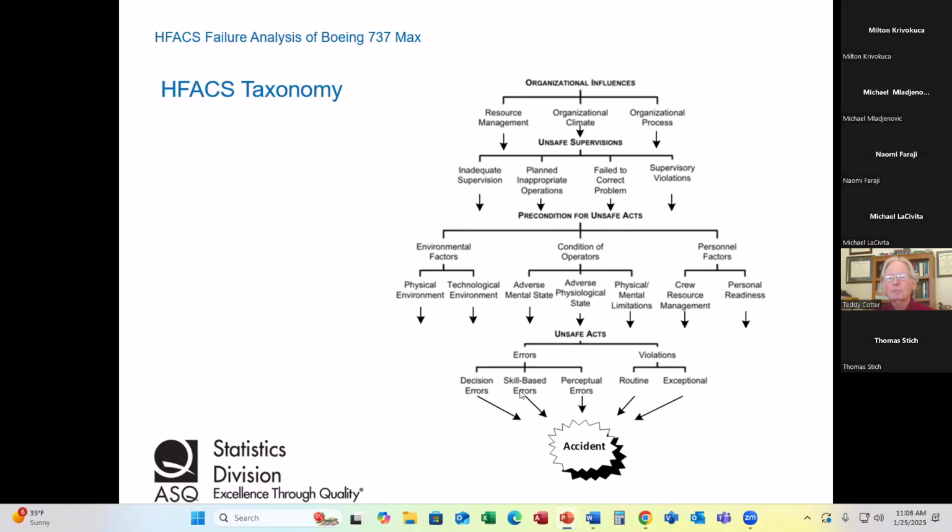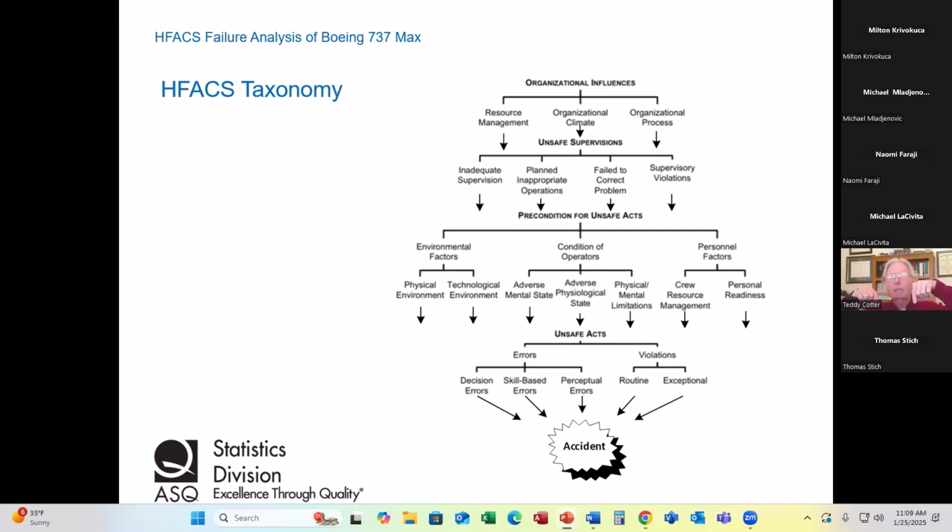It can come from decision errors, skill-based errors, perceptual errors, routine errors. We have a routine, we follow it, and we ignore the potential for an unsafe act or that accident. And then exceptions, which is kind of a catch-all. Now, notice the arrows are pointing down.